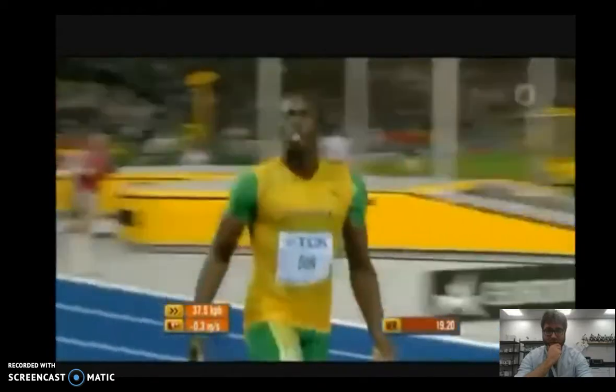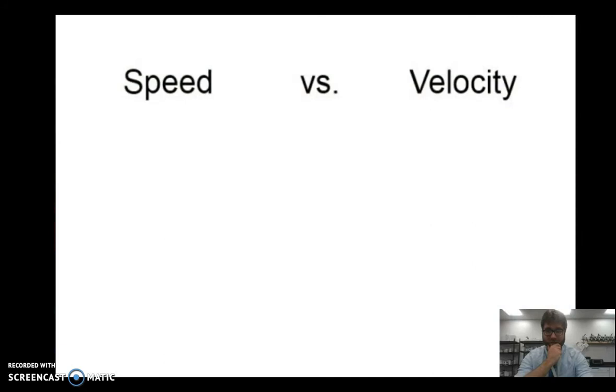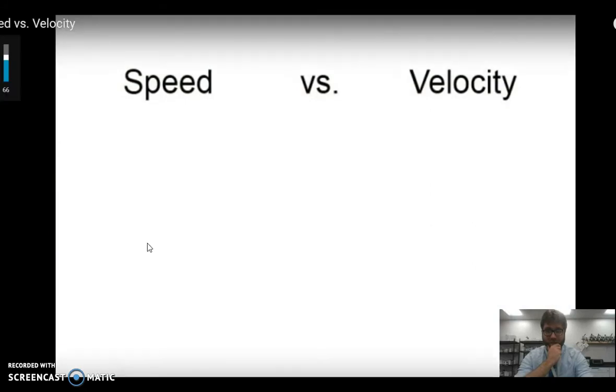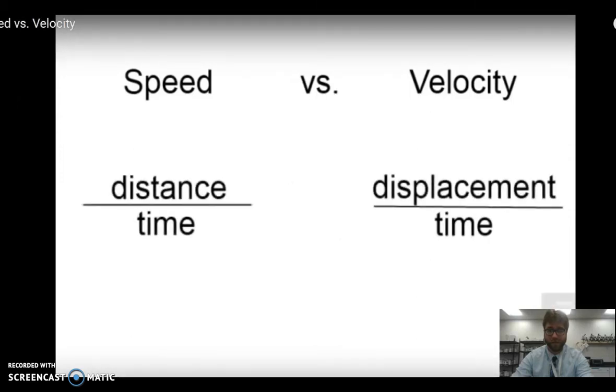Well, that depends on how you look at it. How fast Usain Bolt was going depends on if you look at his average speed or his average velocity. Speed is given by the distance over time, whereas velocity is equal to displacement divided by time. Now, that might not seem like a big difference, but we'll see in a moment what big difference those two things can make when we try and compare how fast someone goes in a race.